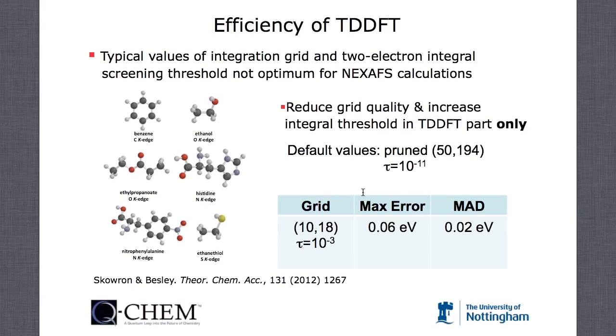So what we do is we turn this grid down to something like a 10-point radial grid and an 18-point angular grid. And now, when I first saw these numbers, anyone who does DFT calculations would assume that this would give you absolute rubbish using a grid of this quality. And similarly, increasing the size of our integration threshold means that we're actually computing far fewer two-electron exchange integrals, for example. But when you actually apply this to these TDDFT calculations, you see that the error you introduce is pretty small. 0.06 electron volts is our maximum error in these excitations, and the average error we introduce is about 0.02 eV.